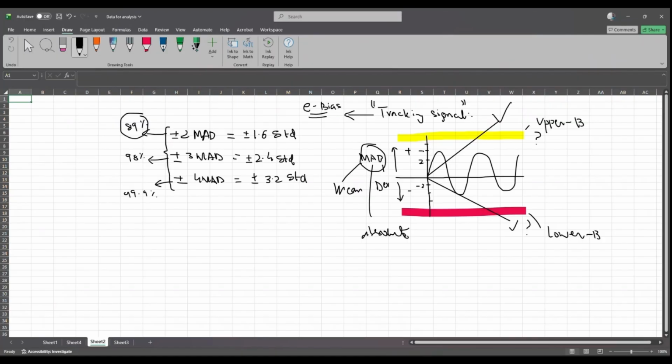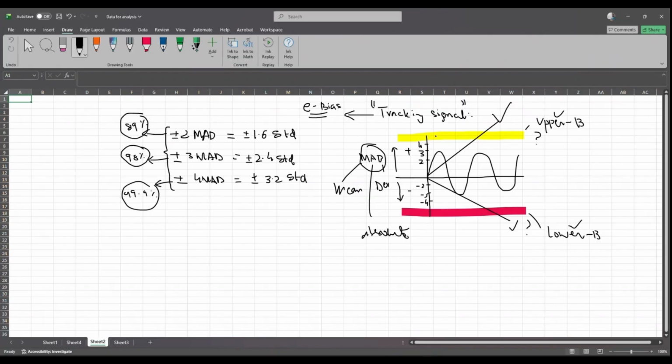If I take a 3 and a minus 3 bound, then in that particular bound, about 98% of errors should lie. And if I take a plus 4 and minus 4 bound, then about 99.9% of errors should lie. So that is how we select the upper and the lower limits.